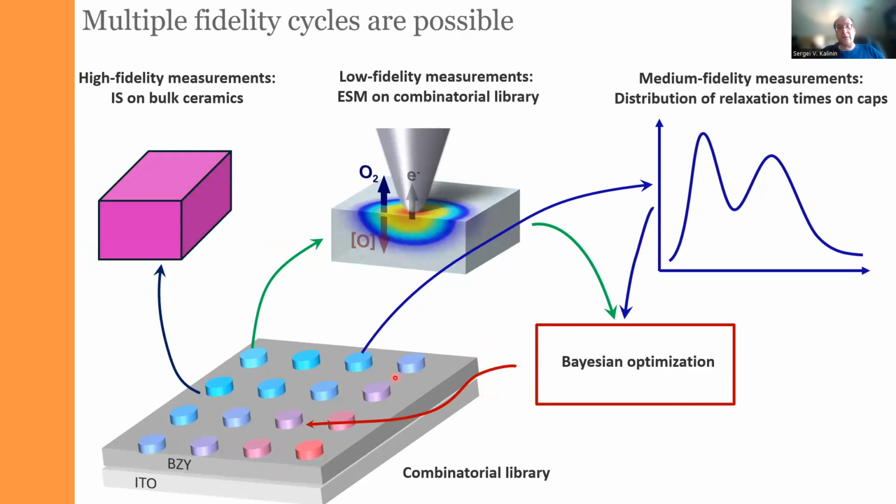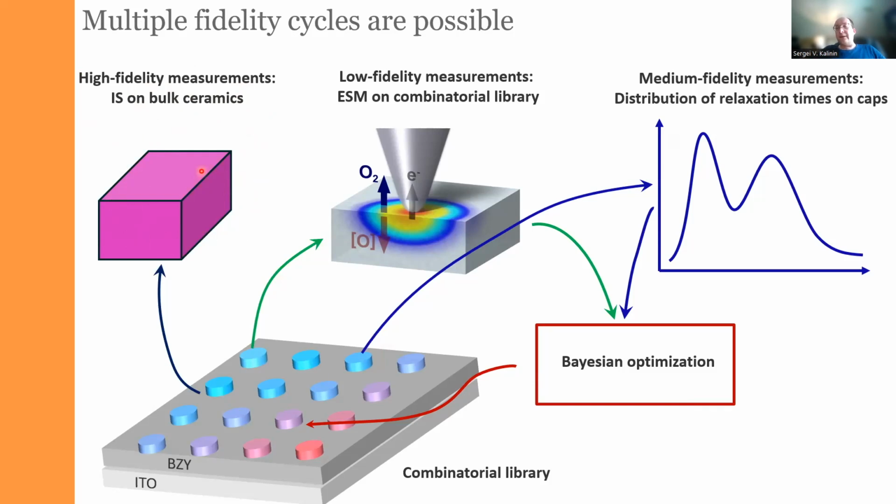three fidelity levels. So the low fidelity level is the use of scanning probe microscopy to probe something related to the electrochemical activity. The medium fidelity measurement is measurement of the relaxation time distributions on the combinatorial library. So we expect it to be a more reliable electrochemical functionality, but the high fidelity measurement is making the sample of the composition and making essentially a fuel cell out of it. So this is our target functionality.